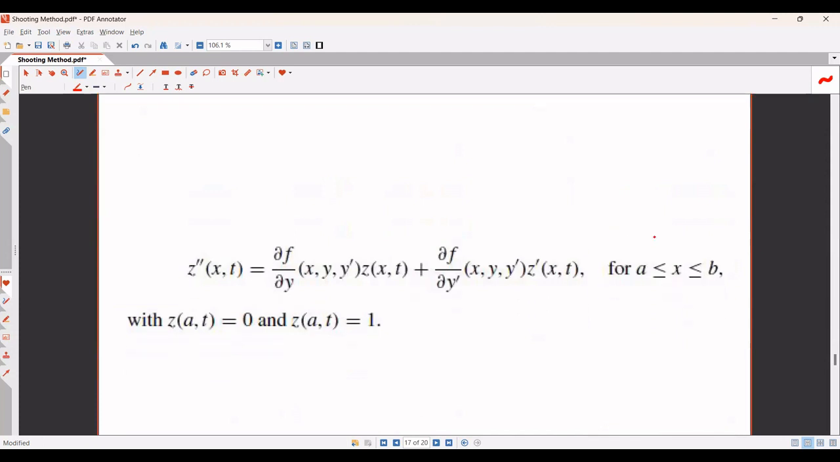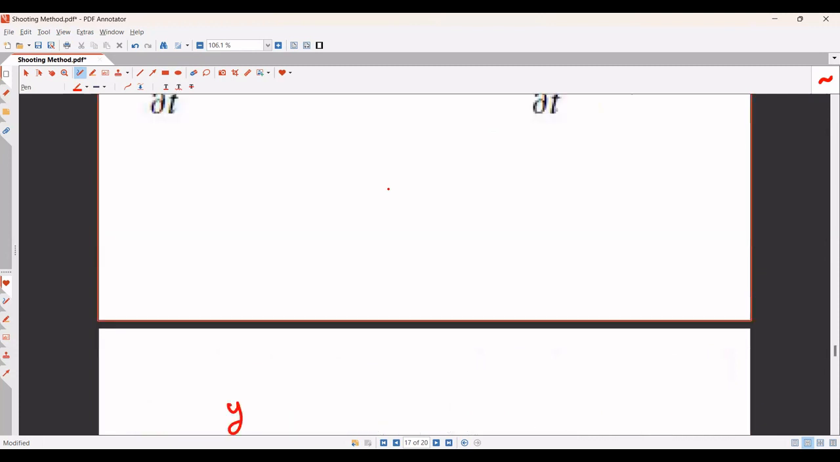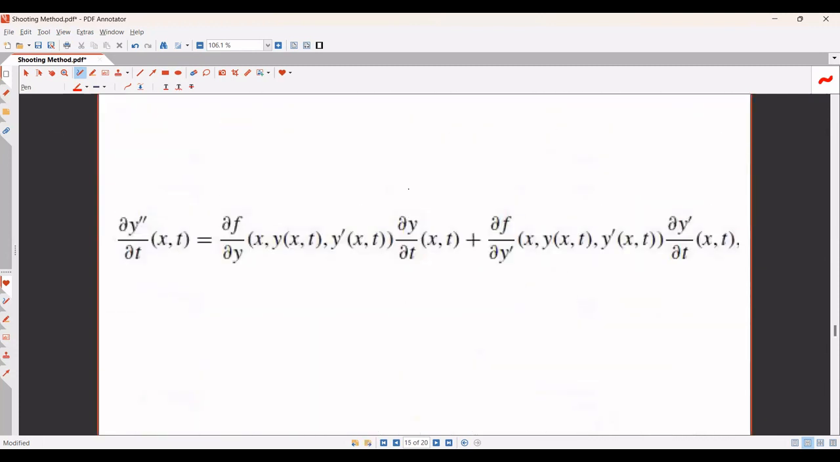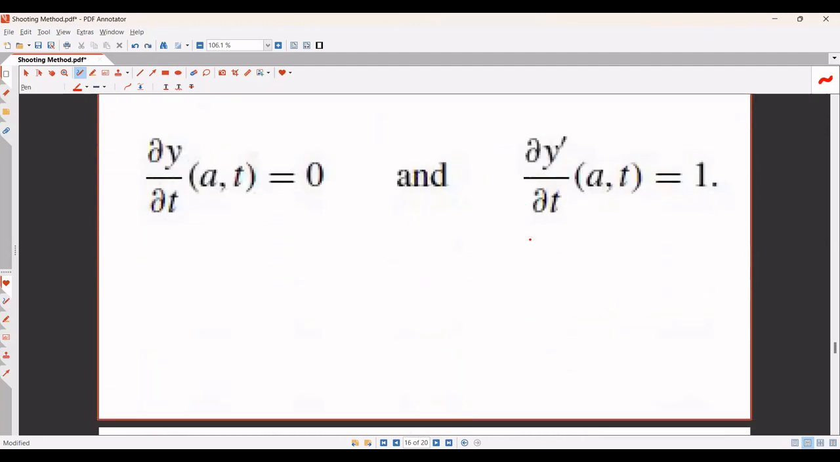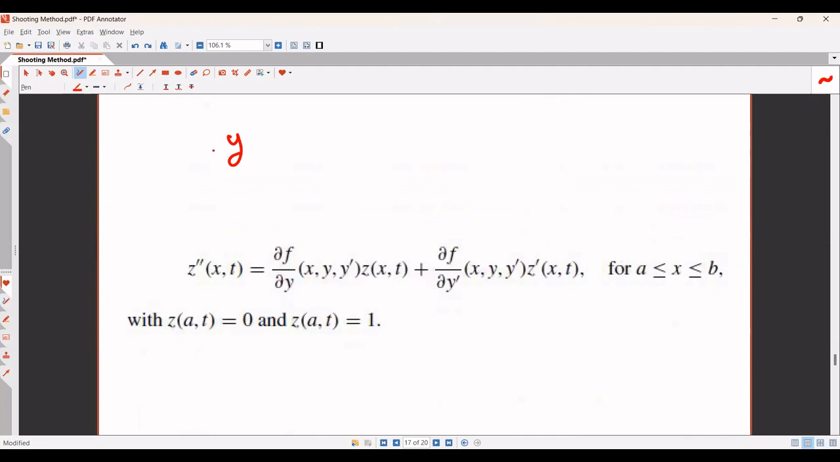Now, what we did in this page is we considered this guy, not the entire guy, but only del y by del t to be z. So consider del y by del t to be z.